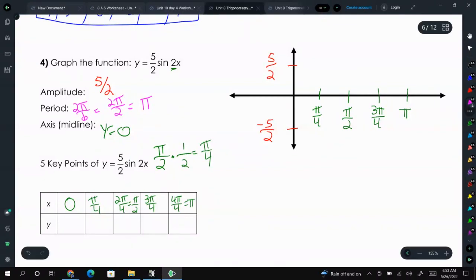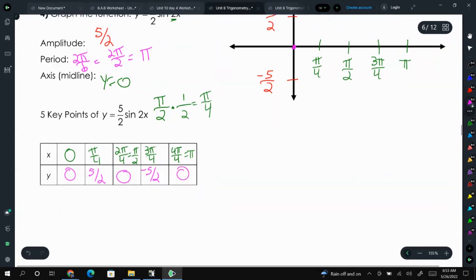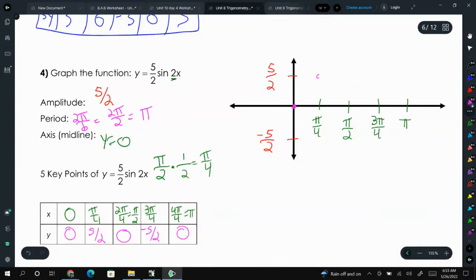Okay, it's a sine function, so we're going to start at the midline, which is 0. And then we're going to go up to our amplitude, 5 over 2, back to our midline, to our negative amplitude, and back to our midline. So then our graph looks like this.